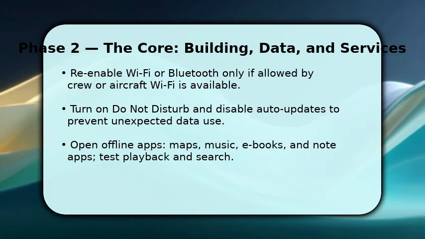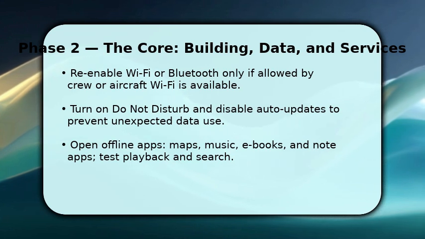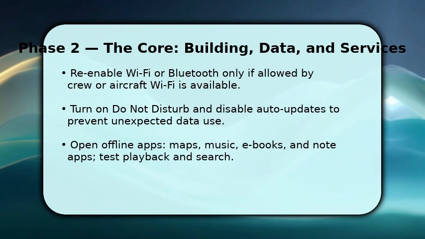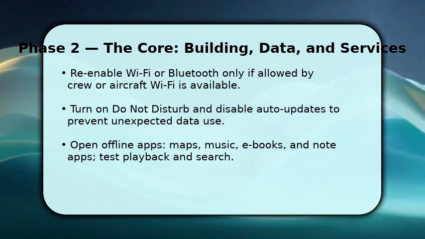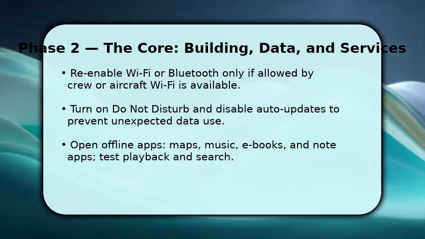Next, configure connectivity and apps. If the airline permits, you may re-enable Wi-Fi or Bluetooth while keeping cellular off. This gives internet or accessory access without transmitting cell signals. Make sure Do Not Disturb is active to avoid sounds from notifications, and pause app updates to save power.